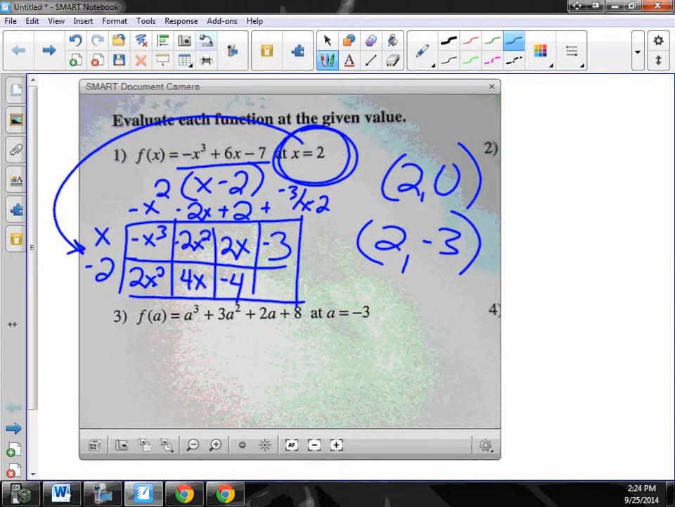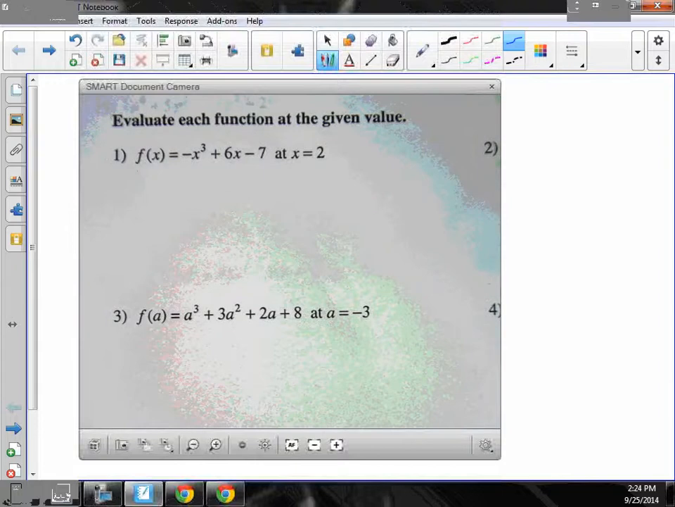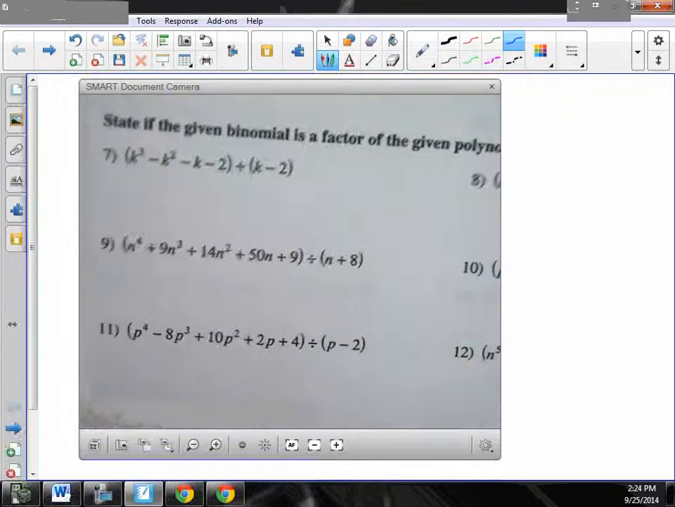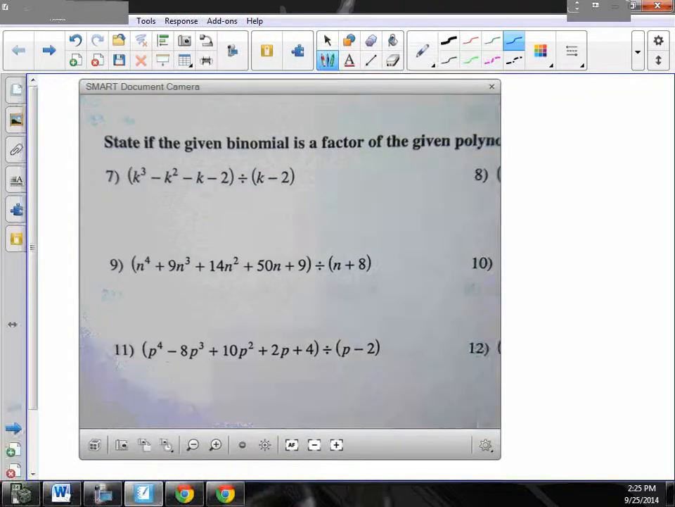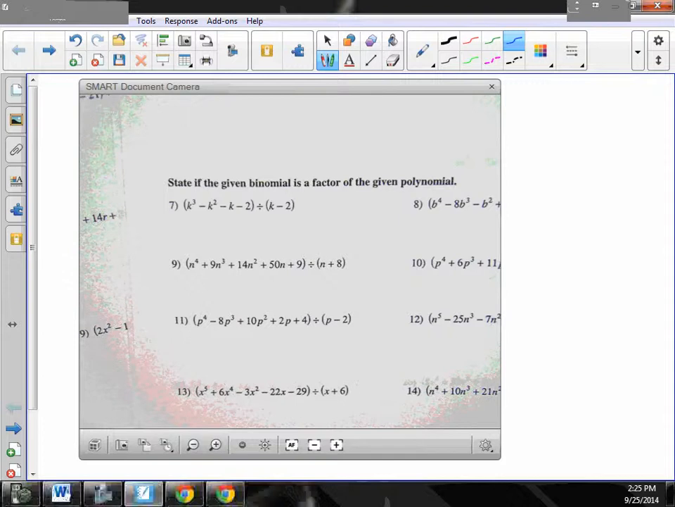Okay, so that's the first three. If you look at the next ones, state if the given binomial is a factor of the given polynomial. So you're just going to divide it. How do you know if it's a factor? If the remainder is 0. So this is really just yes, no. So this is just another division problem, but then you have to interpret the answer.